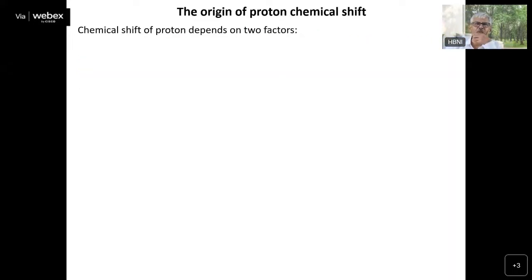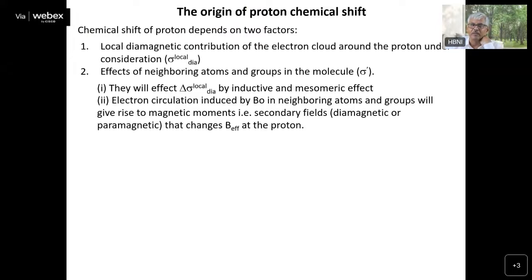Okay, now we will see quickly what the origins of these proton chemical shifts are. One is the local diamagnetic contribution of the electron cloud around the proton. That always gives you a local diamagnetic field because of the circulation of the electron. I have told you it reduces the effect of the applied field. So that is called sigma local dia.